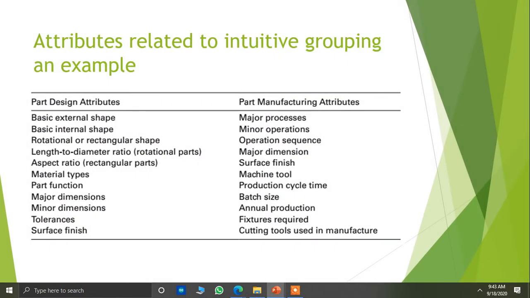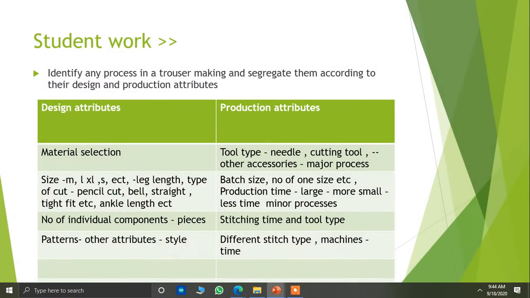Okay, so intuitive grouping, you have some part design attributes and part manufacturing attributes. First thing is you have an external shape, it is a major process. Internal shape, which is a minor process. Rotational or regular shape, it is an operational sequence. Length to diameter ratio, it's a major dimension. So there are certain attributes in between designing and manufacturing. I want everyone to use this table.